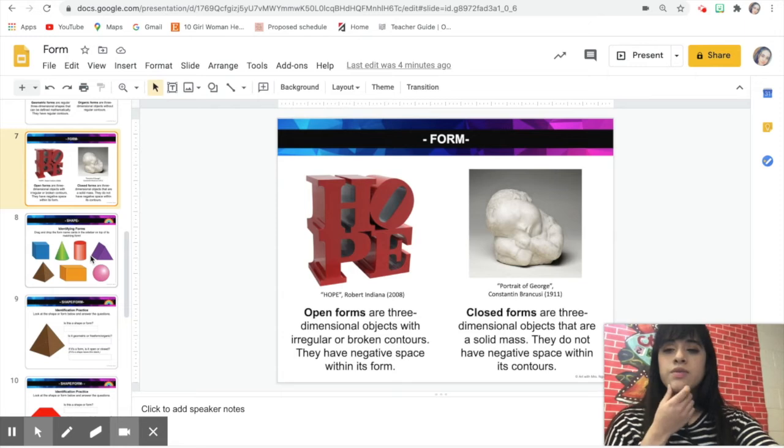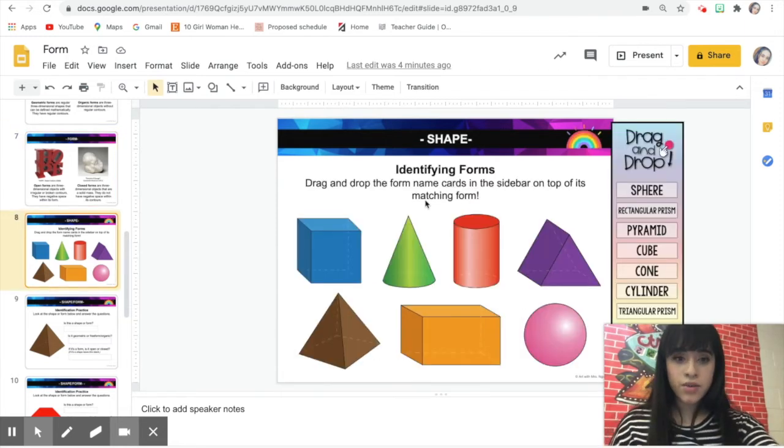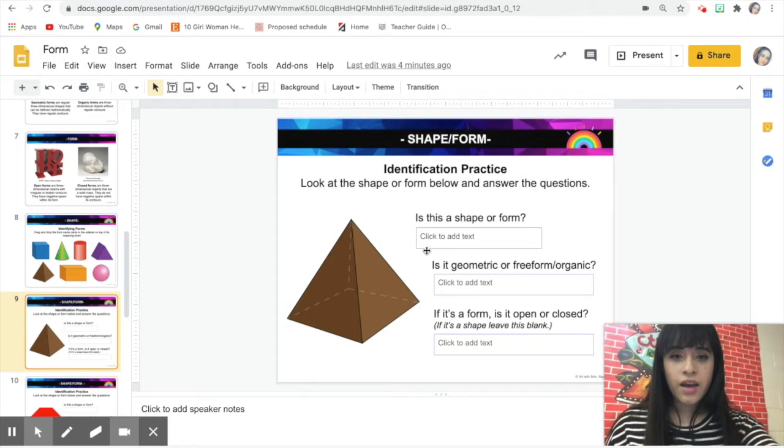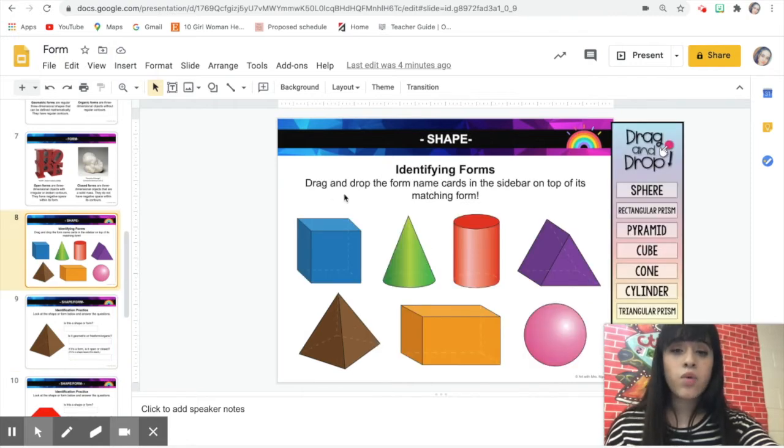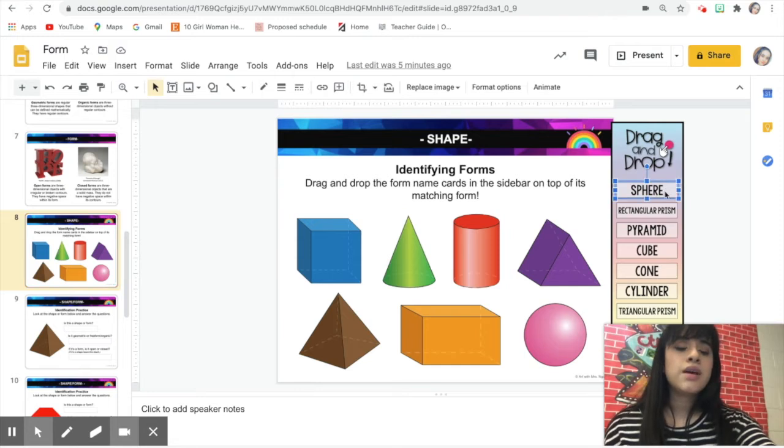All right, let's go to this part of our interactive worksheet. We have identifying forms. Drag and drop the form name cards in the sidebar on top of its matching form. Let's look at this. A sphere. For purposes of us being able to identify these later on, this is what a sphere looks like. It's like a circle, but a ball. Think of a ball.